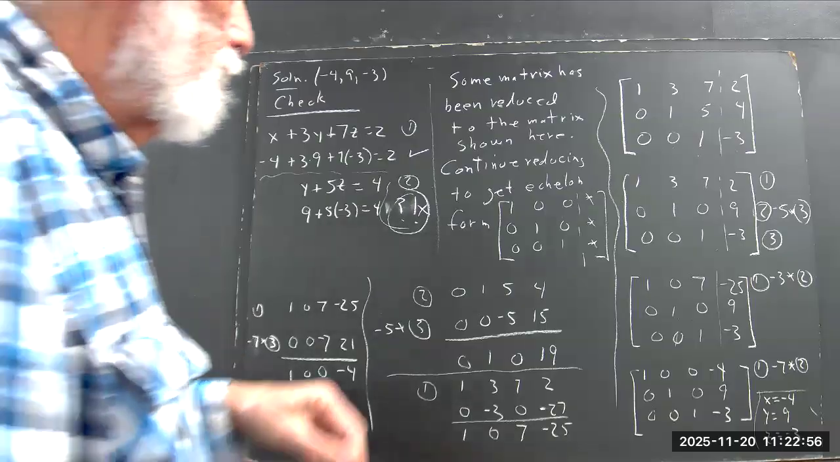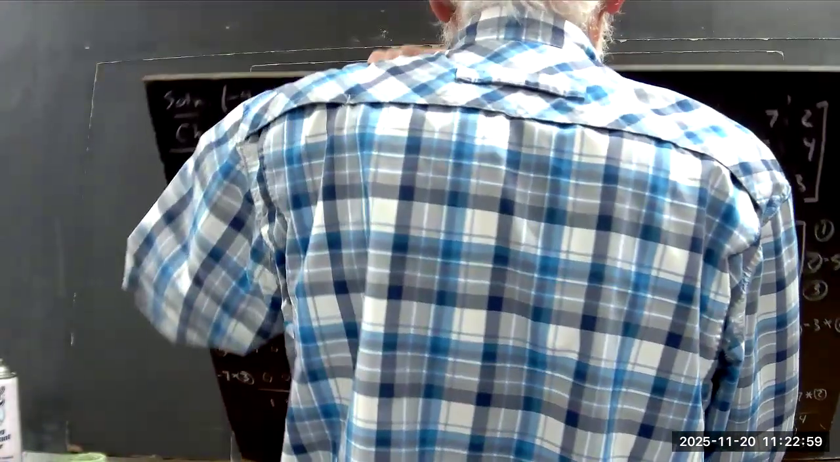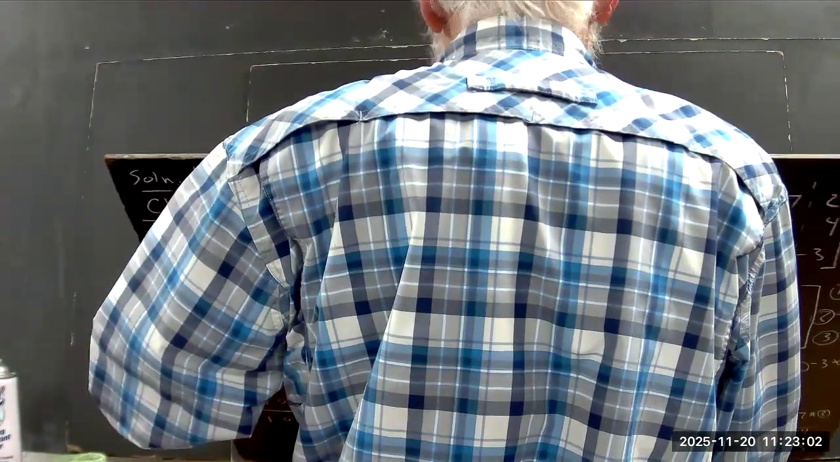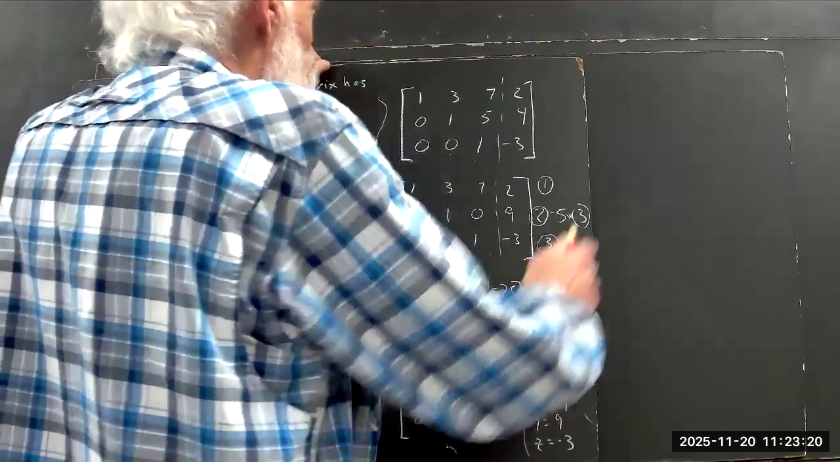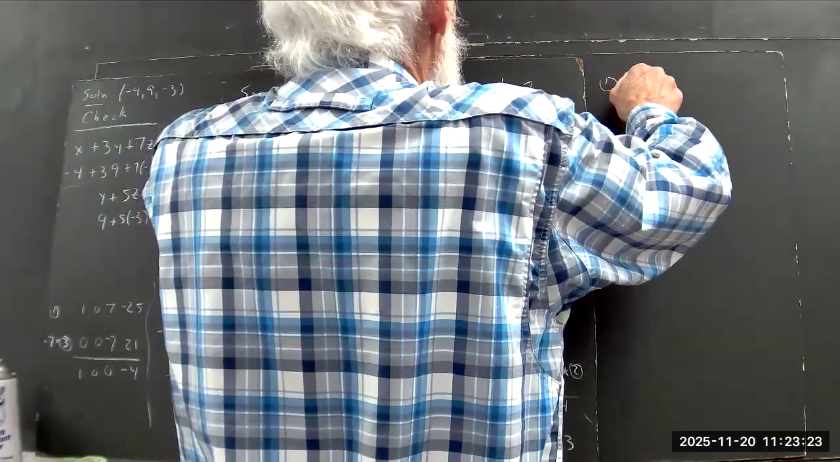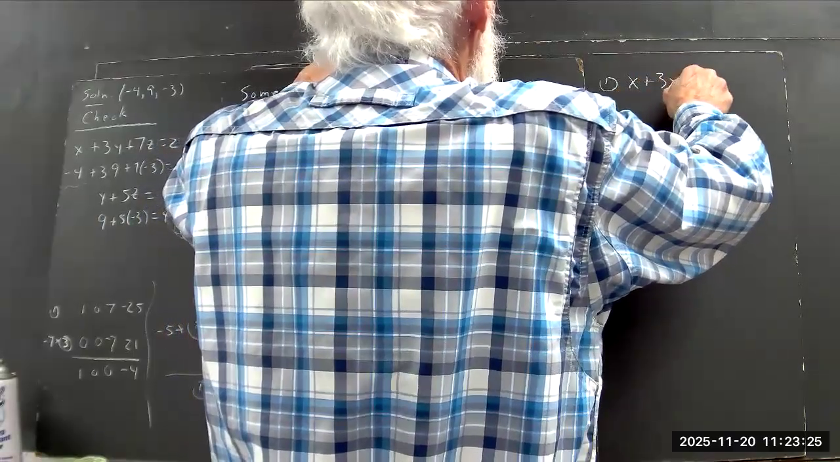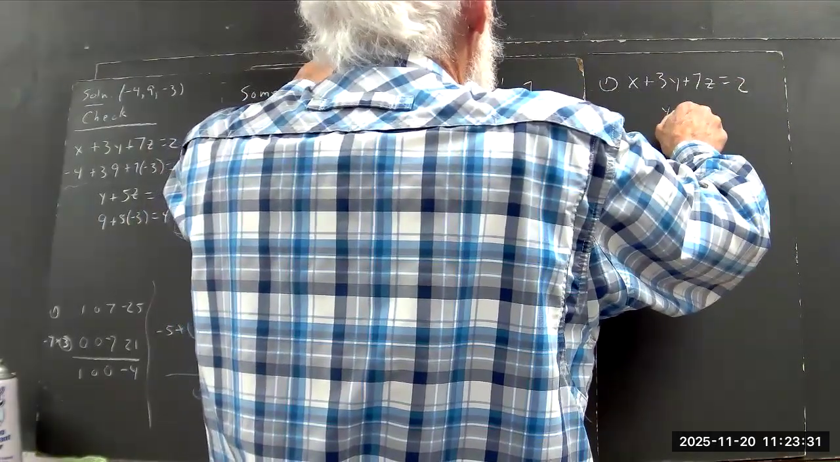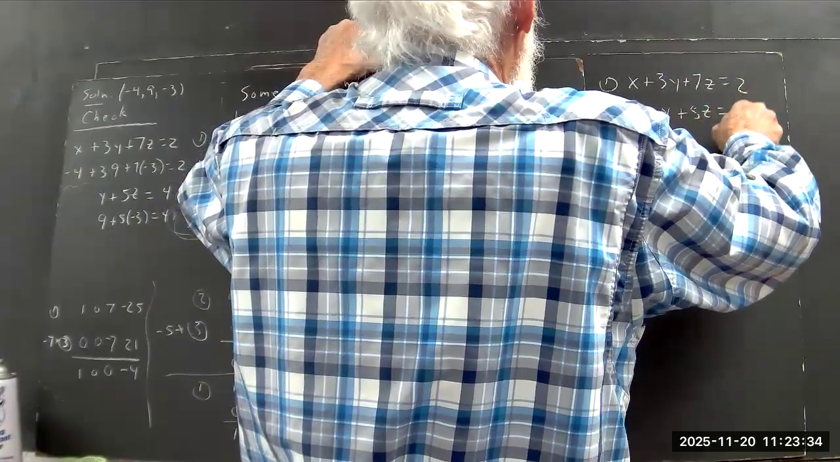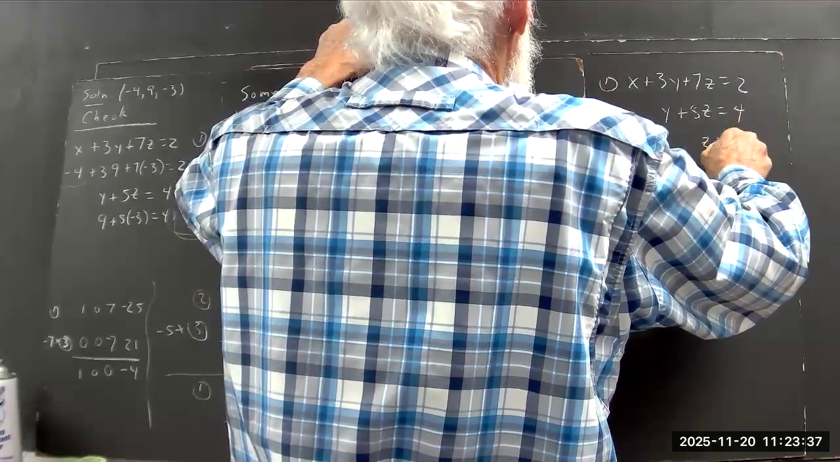Okay, well, let's just pull out the big guns and write the equations. Okay, now, I guess I'm going to put the board up here just to write out the equations. Okay, first equation is x plus 3y plus 7z equals 2. Second equation is y plus 5z equals 4. Third equation is z equals -3.